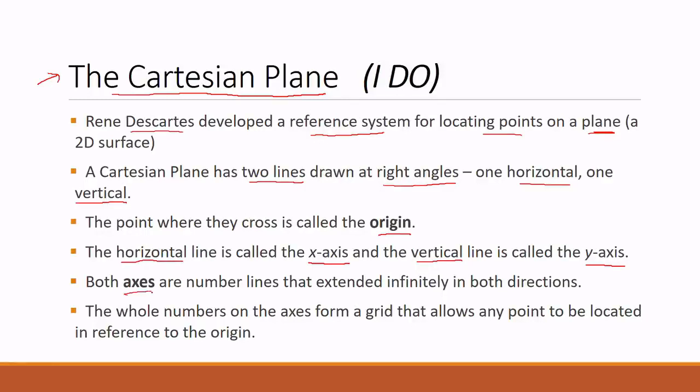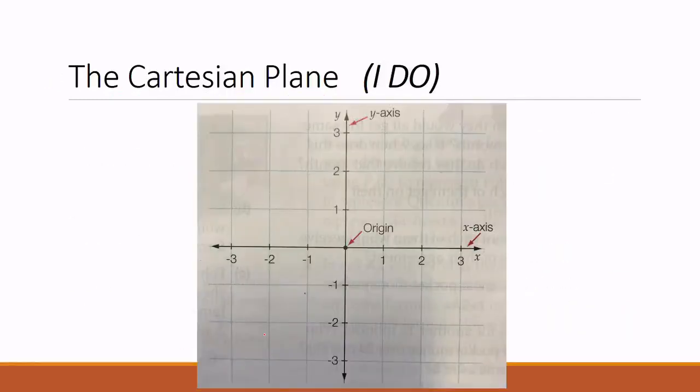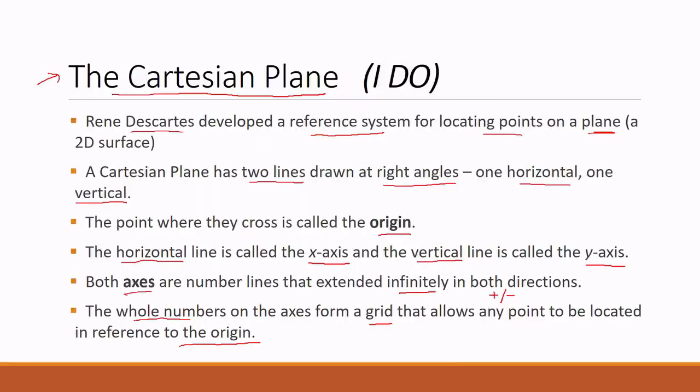These axes extend infinitely in both the positive and negative directions, so we can have negative numbers and positive numbers. We're going to write whole numbers on our axes, and you'll notice that they form a grid that allows any point to be located in reference to the origin. This is what it looks like. That's our Cartesian plane. If I go back to those notes, I'd like you to pause the video and write down those 6 dot points in your book underneath the heading the Cartesian plane.